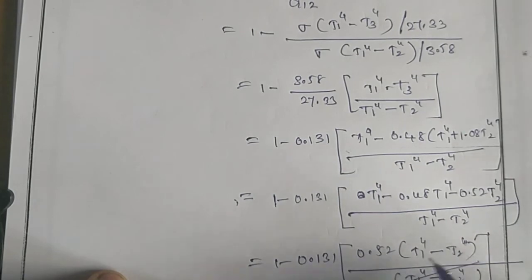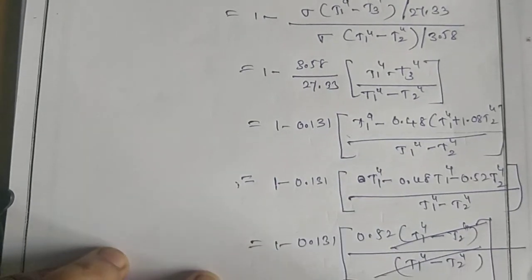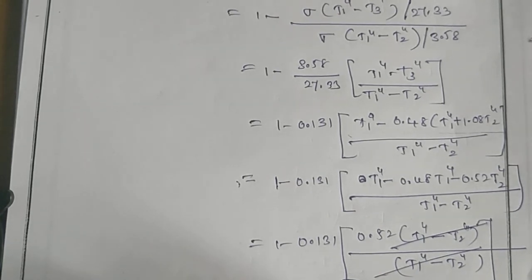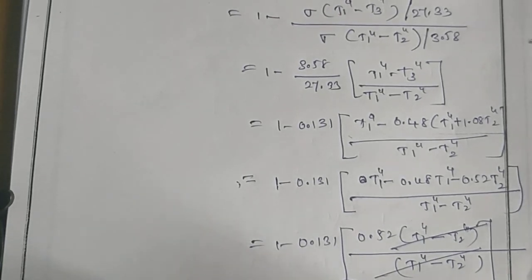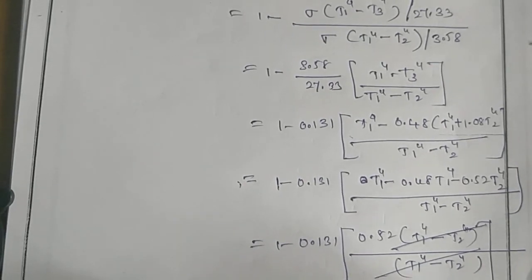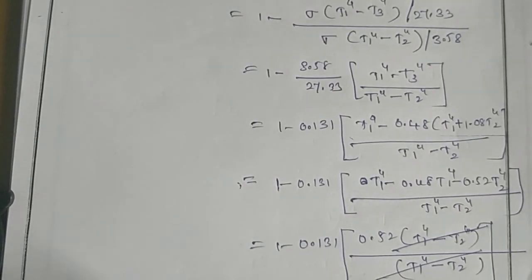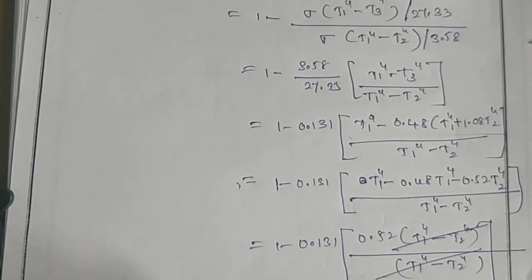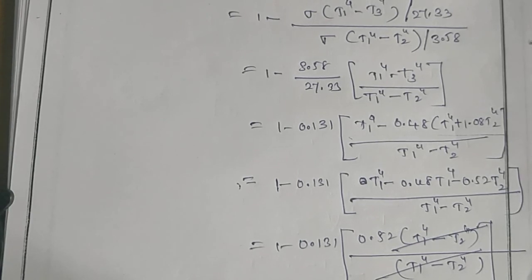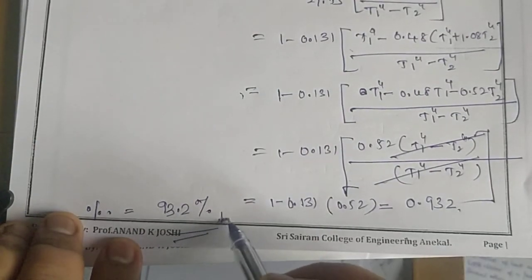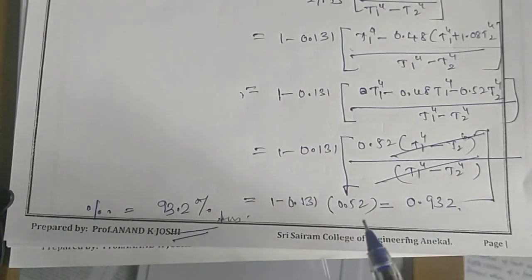Okay, so now this and this will get cancelled and we'll get 1 minus 0.131 times 0.52, which gives 0.932. Finally, the percentage reduction in heat flow is 93.2%. This is the desired answer.